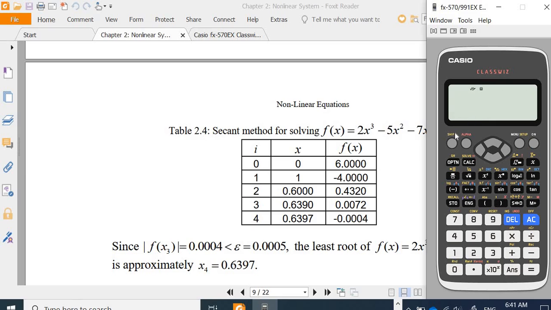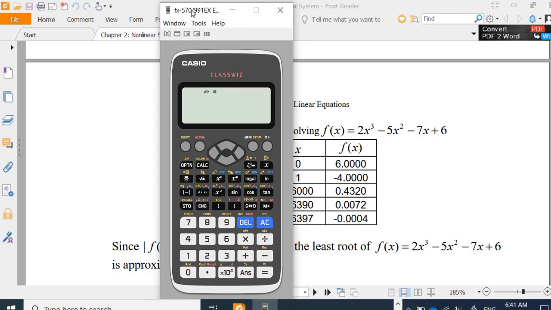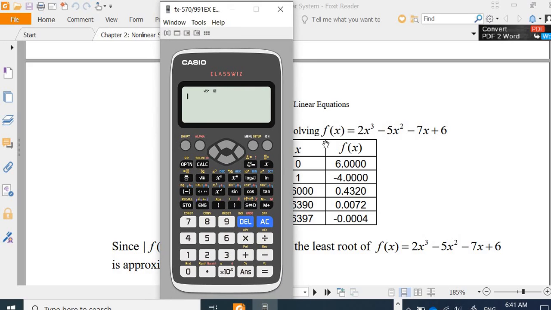Note 1 is for normal calculation. So you input, you already take x0, x1, you want to calculate what is your fx. You can input any function into your calculator using A, B, C, D, E, F, X, Y. So I'm going to key in 2 alpha x cubed minus 5 alpha x squared minus 7 alpha x plus 6.